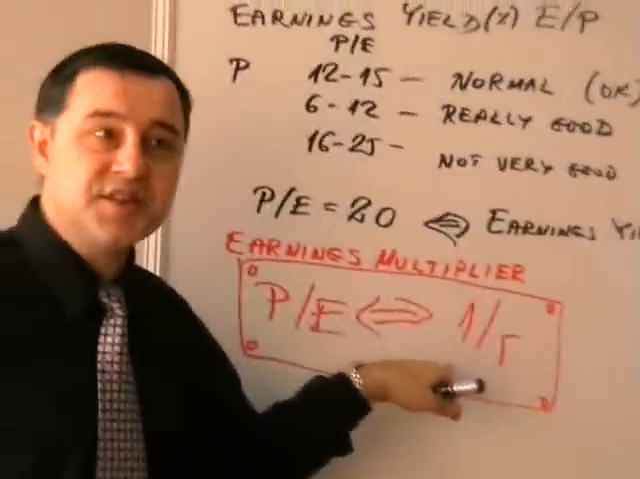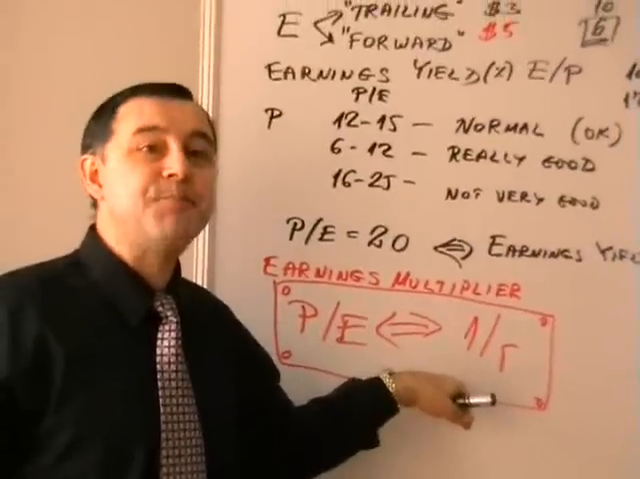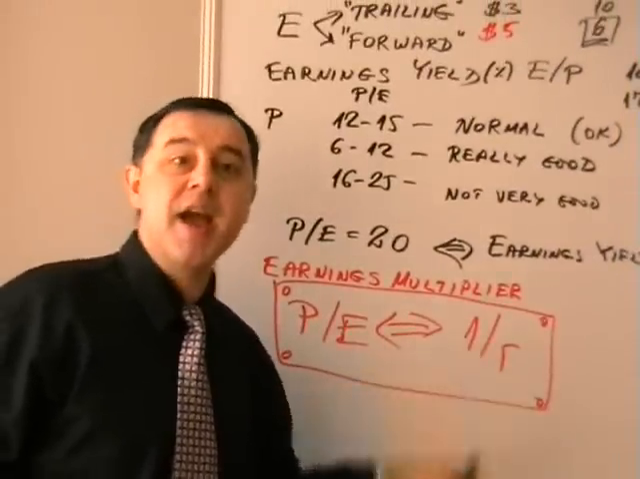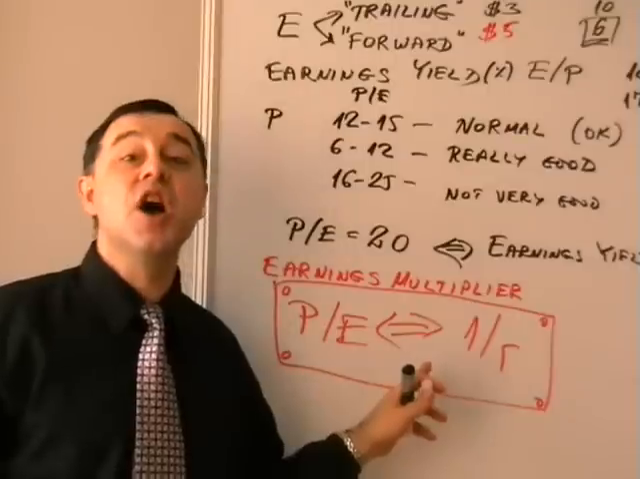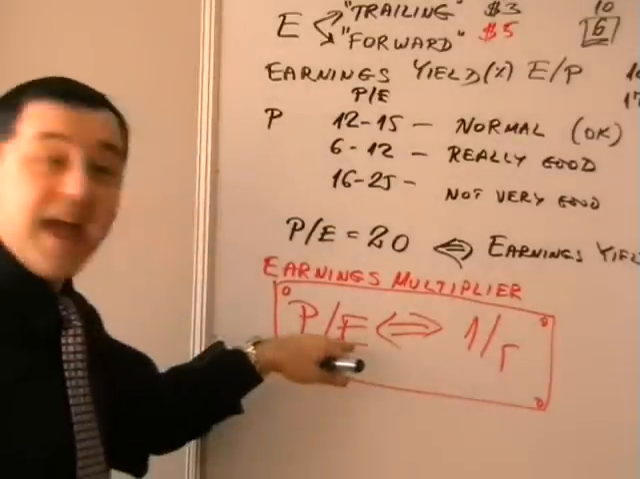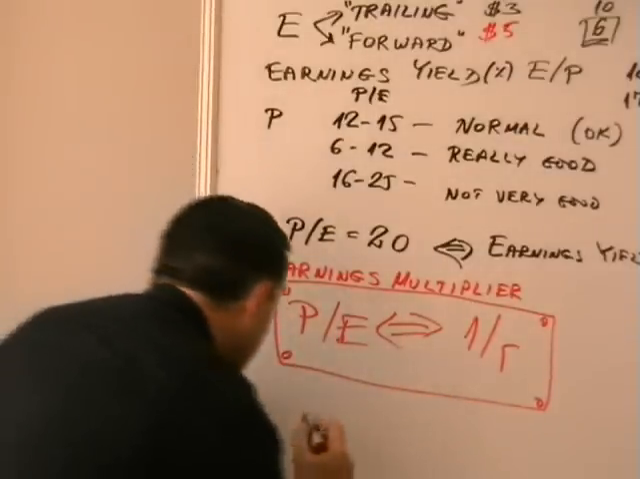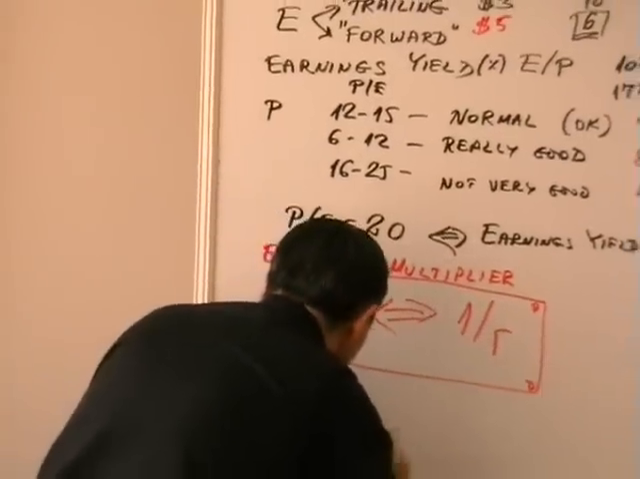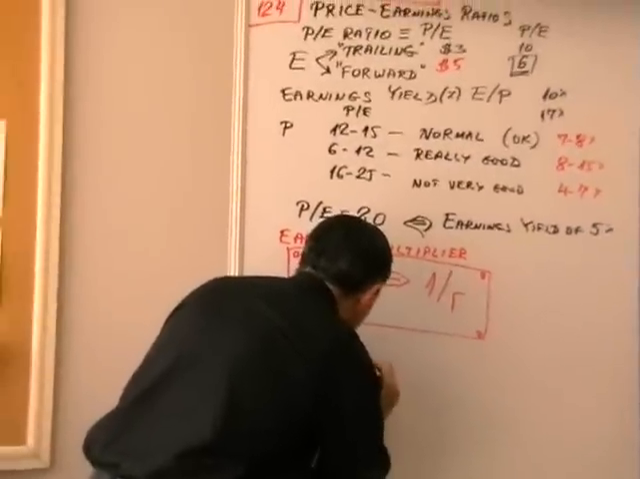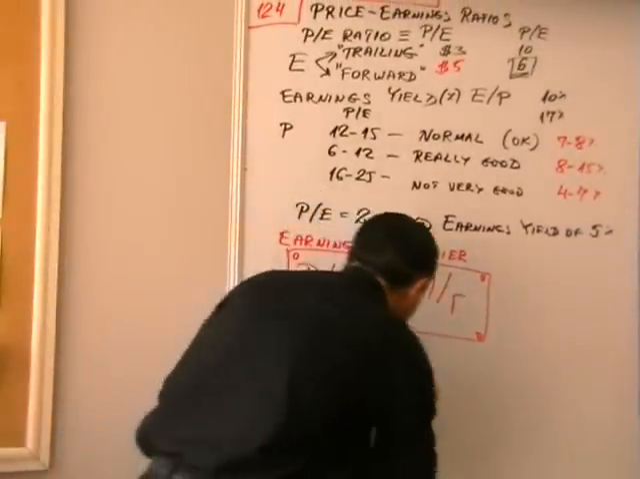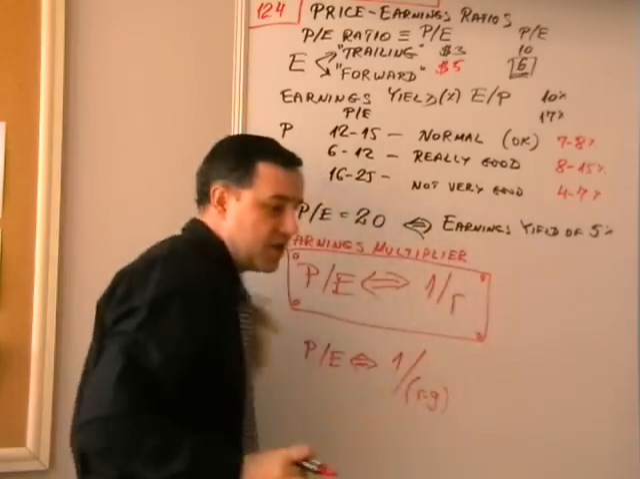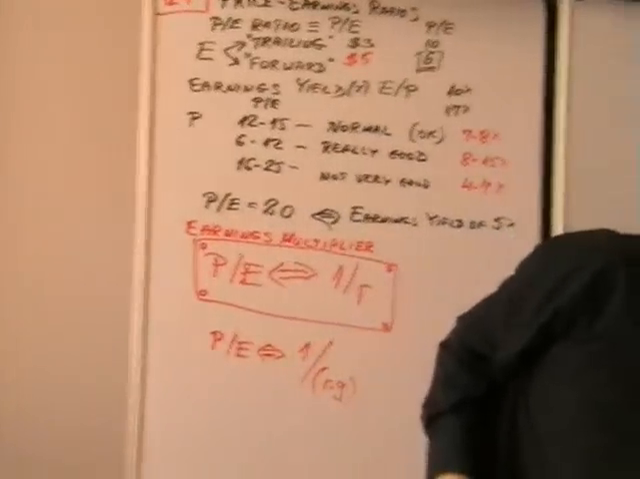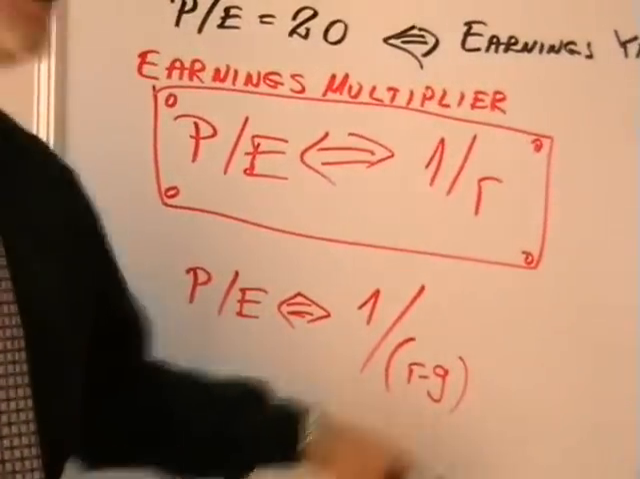Similarly to this, if you expect the company to grow, and in the same logic that we used last time for the dividend growth model, you may have the PE ratio. So PE ratio will also be related to 1 over R minus G. Is the textbook saying it anywhere? I think it does somewhere. 1 over R minus G.